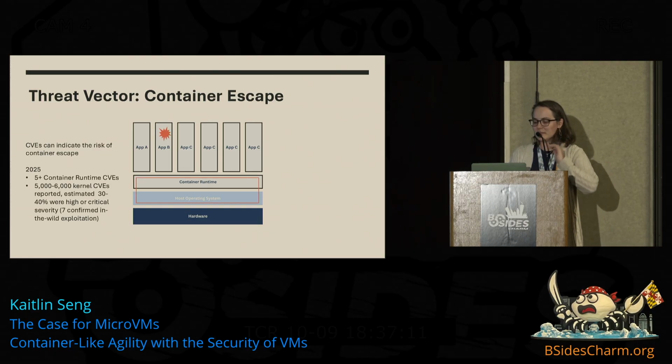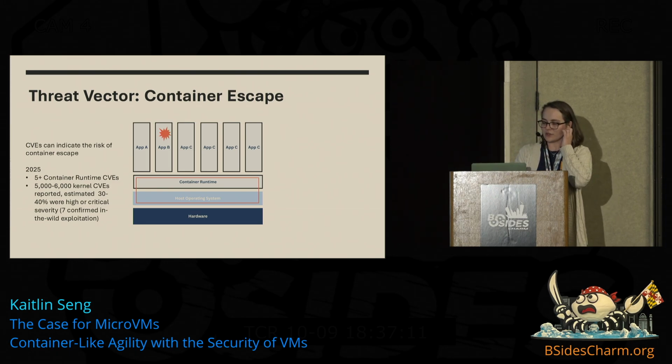And so we're going to look at some CVE numbers real quick. Because all of those containers are sharing the host kernel, we're looking at the CVEs for the kernel. In 2025, for example, we saw between like 5,000 and 6,000 kernel CVEs reported. There's a rough estimate that maybe 30 to 40% were either high or critical severity. And it seemed like there were reports that 7 were seen exploited in the wild.